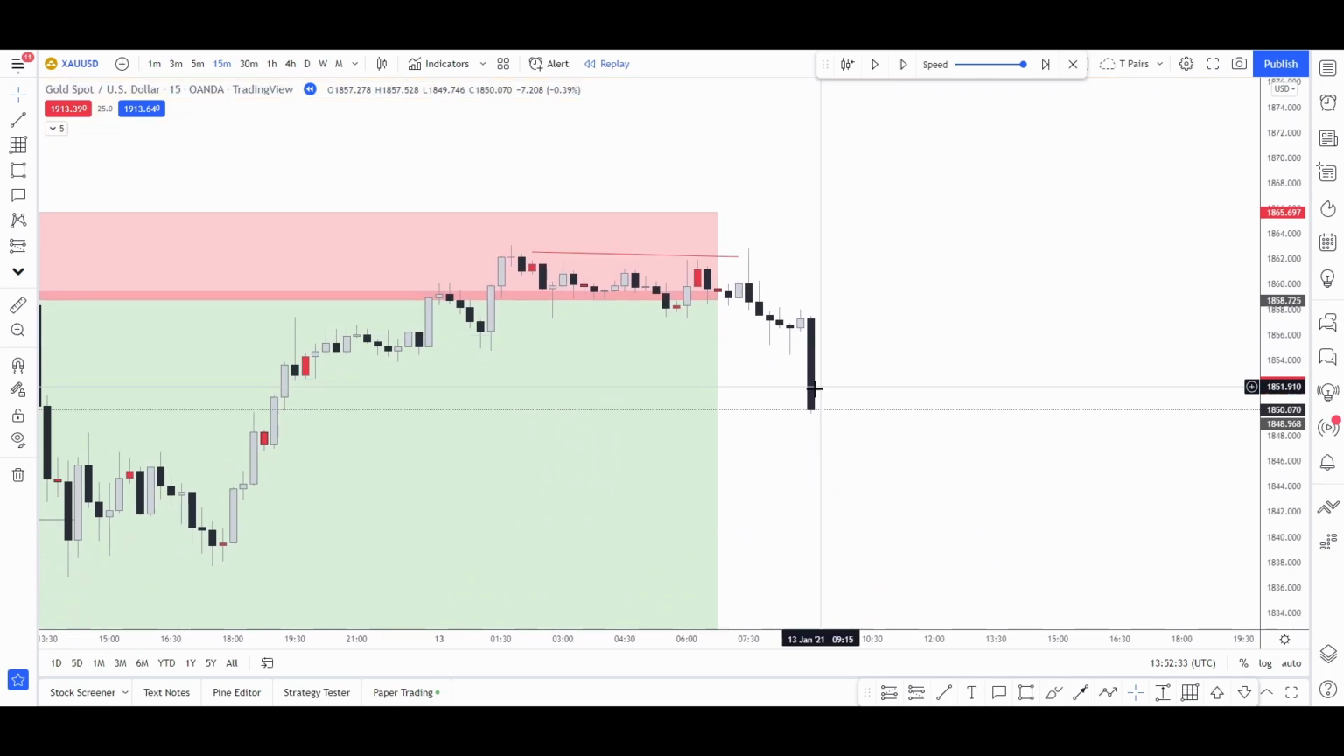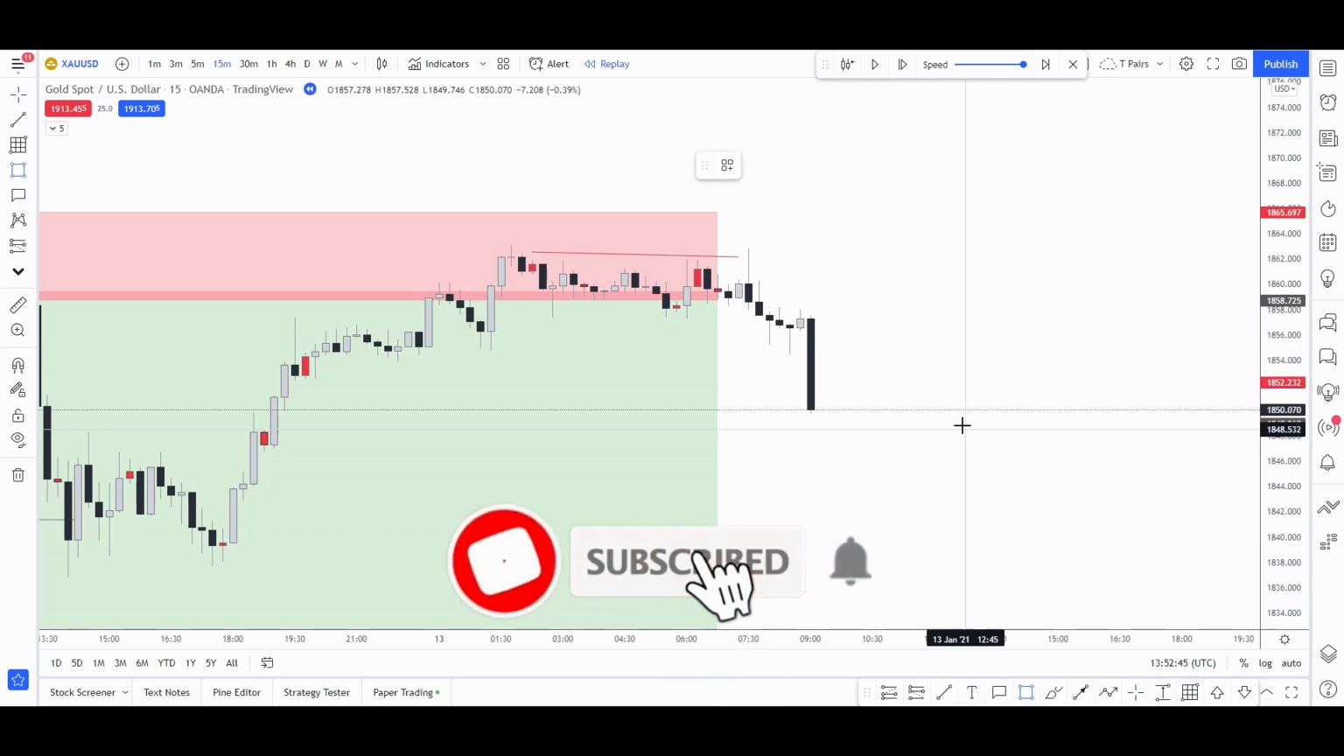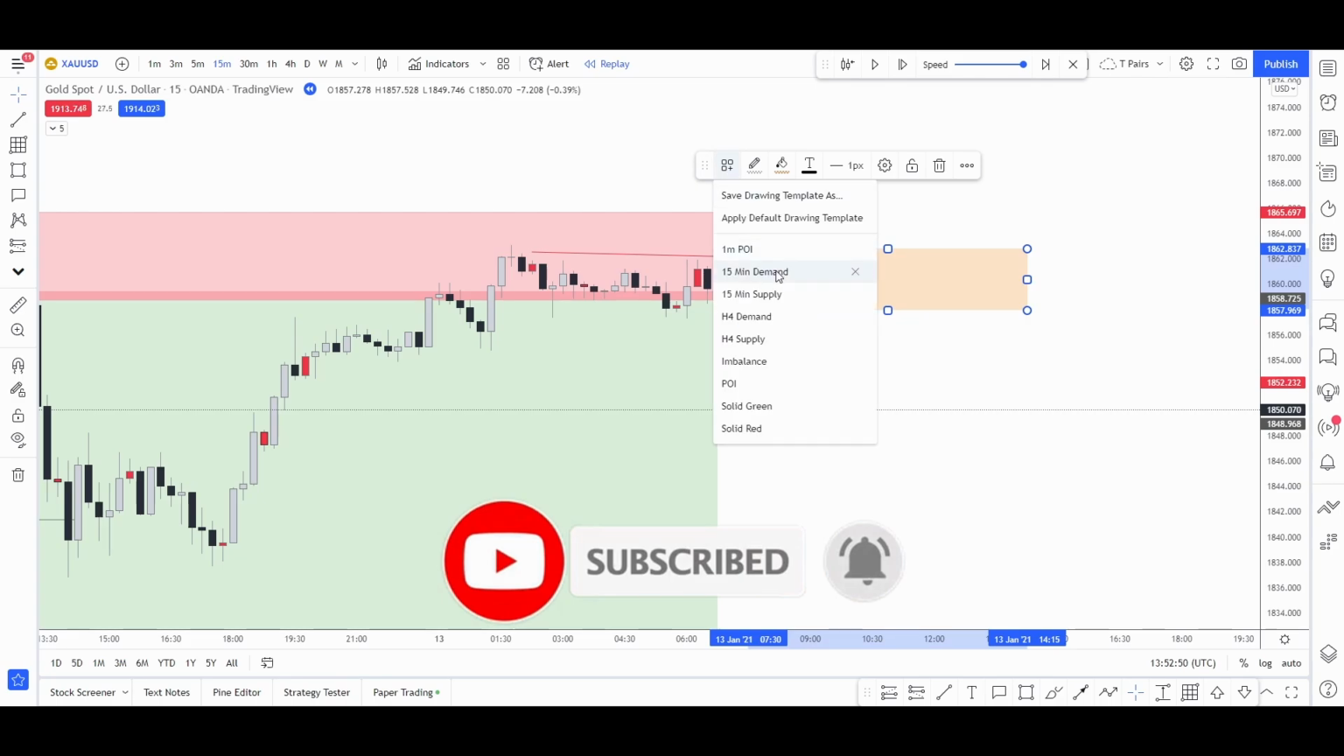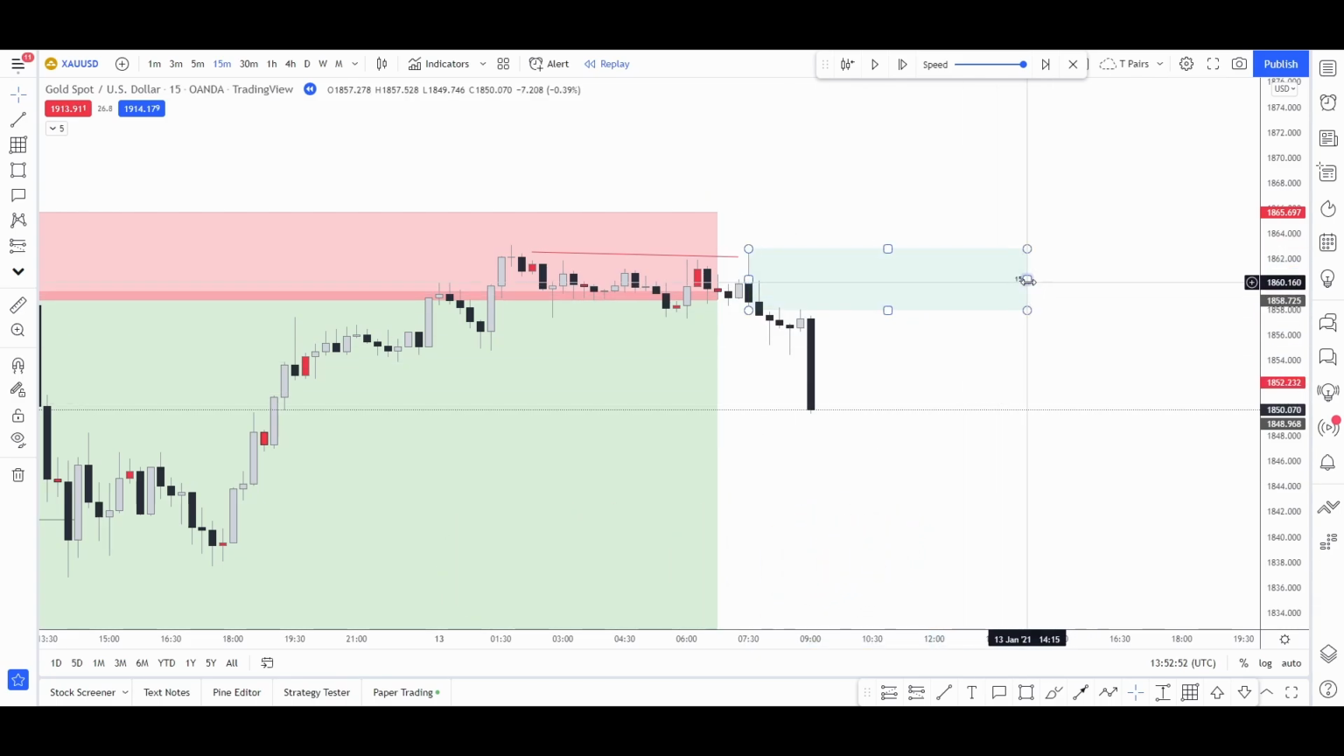Now, price will often come back to retest this area and it will either sweep the whole thing and then work its way down again, potentially, or it will just crash straight through. So I'm quite intrigued by this candle alone. Let's put this as a 15-minute supply. I'm intrigued by that candle, if anything positive can come from it.